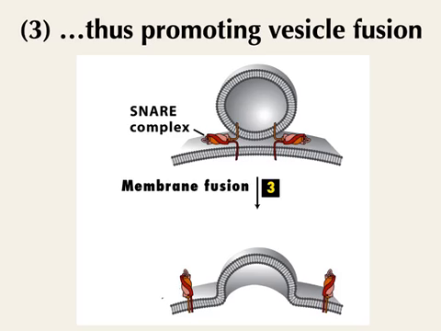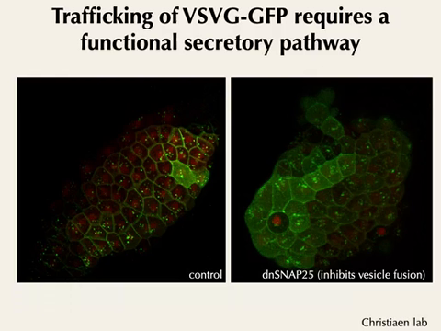Yes, snare is not there. Which one, the V or the T? The V snare. You need to recycle the V snare, right? Because the V snare is needed on the vesicle. So you need the V snare when you package the vesicle in the first place. Right? That's got to be part of the package.